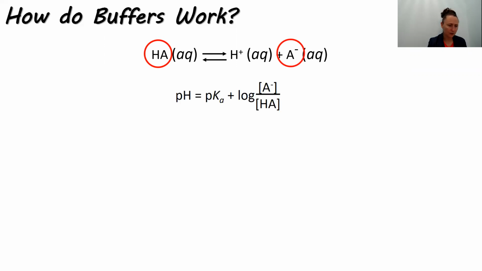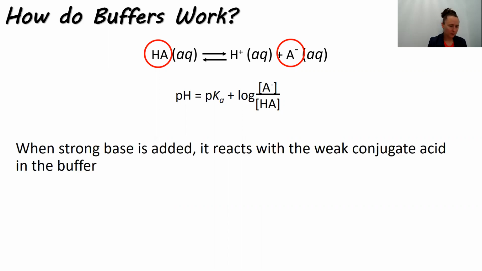And this equation, the Henderson-Hasselbalch equation, helps us find the pH. So really, all we have to look at is what's going on with the two conjugates. So when you add a strong base, the system will buffer the pH to handle that strong base. And the way it does that is the strong base will react with the weak conjugate acid.